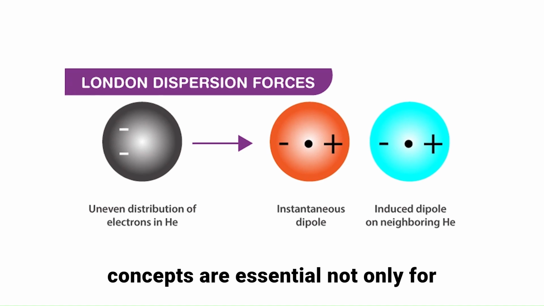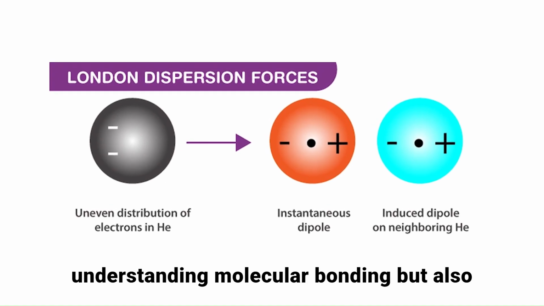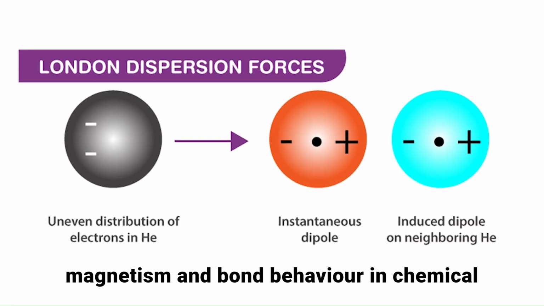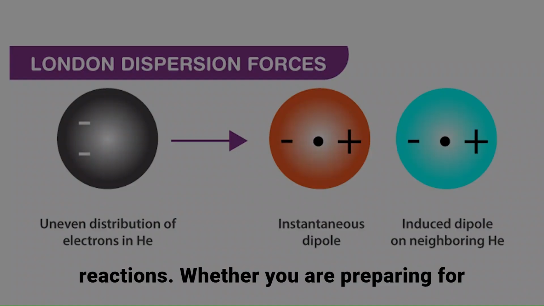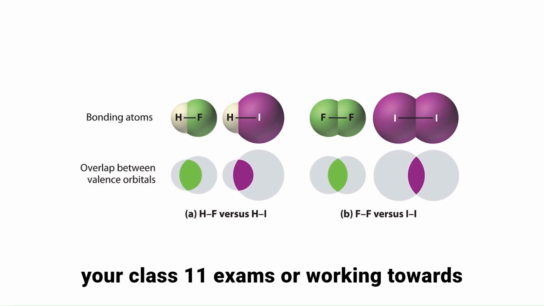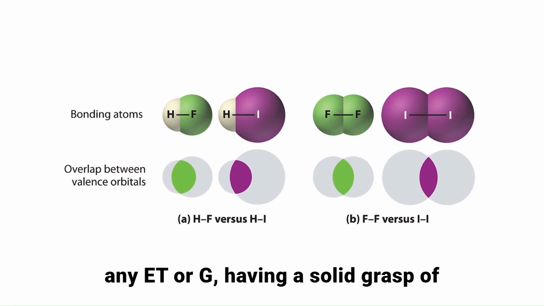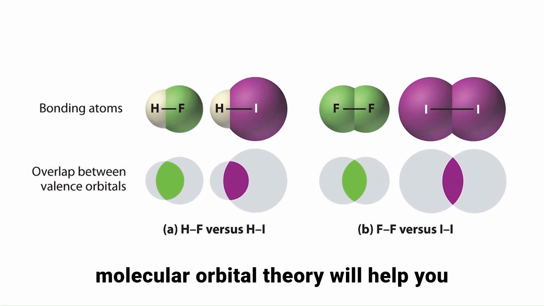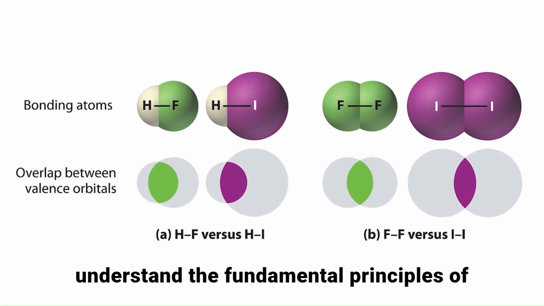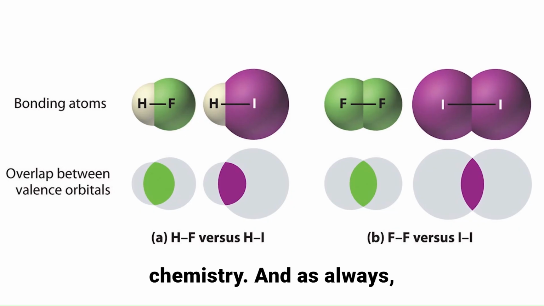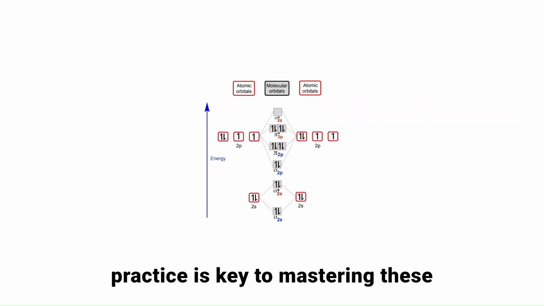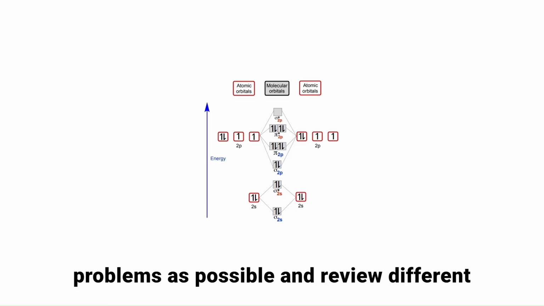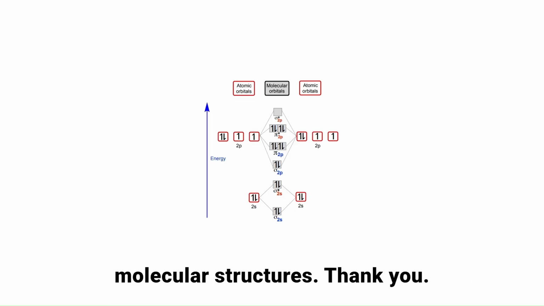These concepts are essential not only for understanding molecular bonding but also for predicting molecular properties like magnetism and bond behavior in chemical reactions. Whether you are preparing for your Class 11 exams or working towards NEET or JEE, having a solid grasp of molecular orbital theory will help you understand the fundamental principles of chemistry. And as always, practice is key to mastering these concepts, so make sure to solve as many problems as possible and review different molecular structures.